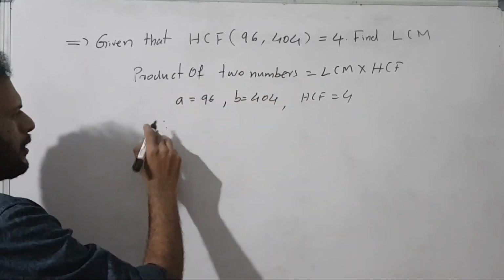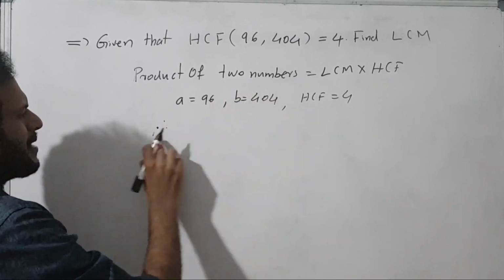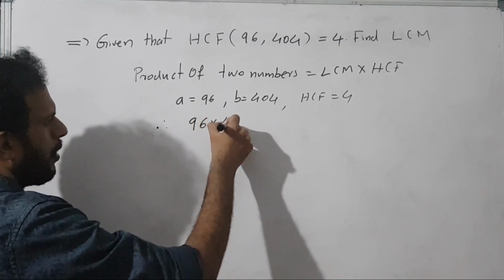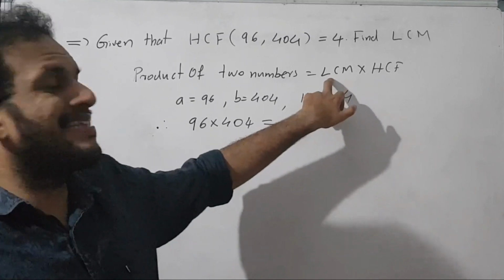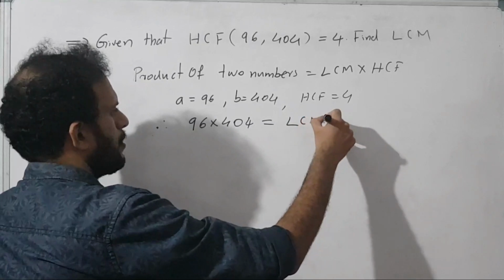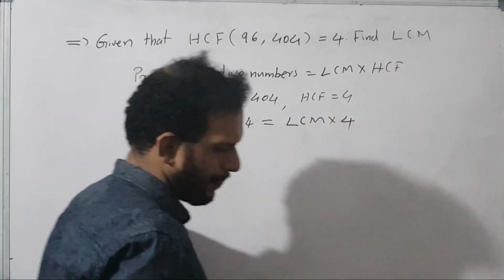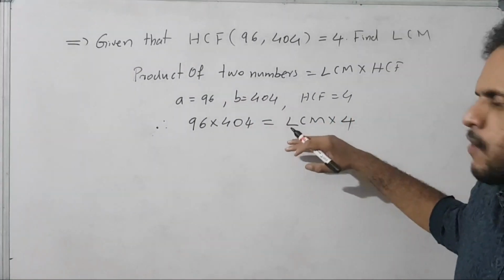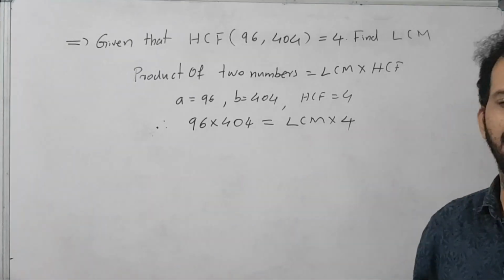product of two numbers. Then what are the two numbers here? The two numbers are 96 and 404. Correct. So 96 into 404 is equal to LCM into HCF. What is HCF? 4. Okay. So next, what is next? We want to find the LCM. So for finding the LCM, what is the next? We want to transpose 4 to the left side.